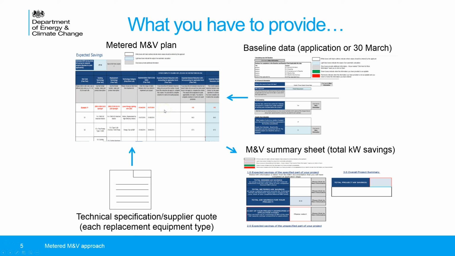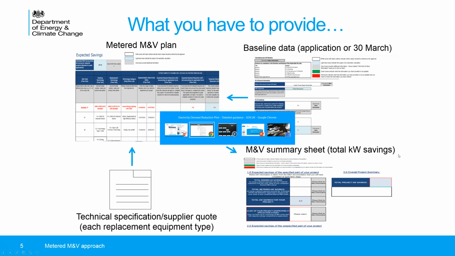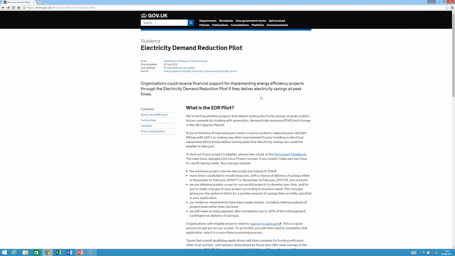Once you've completed your metered M&V plan, you'll need to also fill in your M&V summary sheet, which with your metered savings, and then if you've got deemed that as well, to calculate your total savings for your project. I'll now switch to the website to show you where you download these documents and how you complete them.